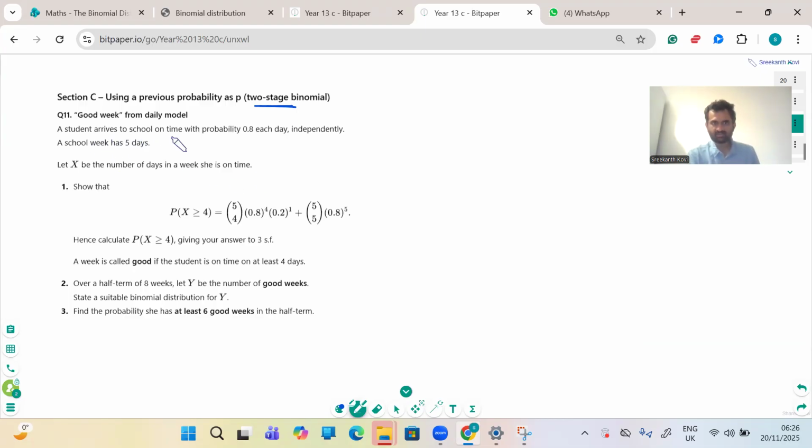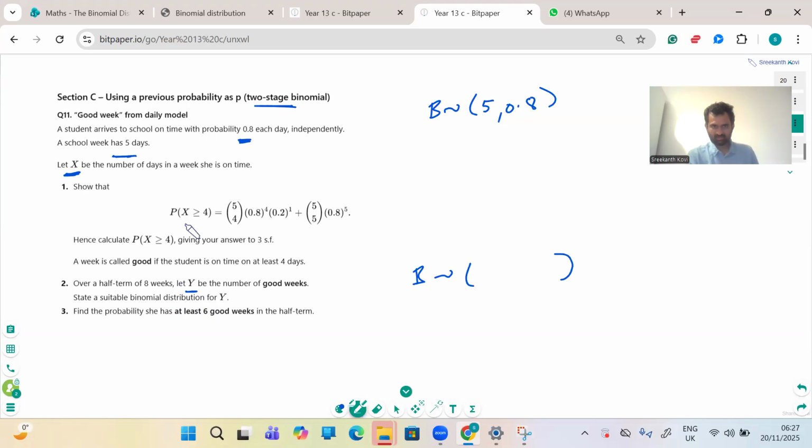A student arrives to school on time, probability is 0.8 on each day. So binomially distributed, probability is 0.8 here. Independently, a week has 5 days, so we are looking for 5 days. X is the number of days in a week. If you see, they gave two variables. The moment you see two variables, this would be different to this one. So this is a different distribution.